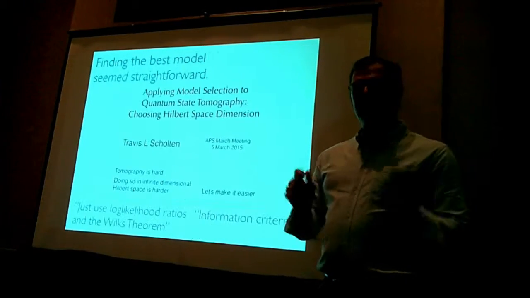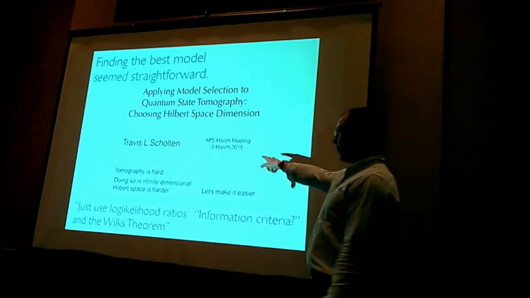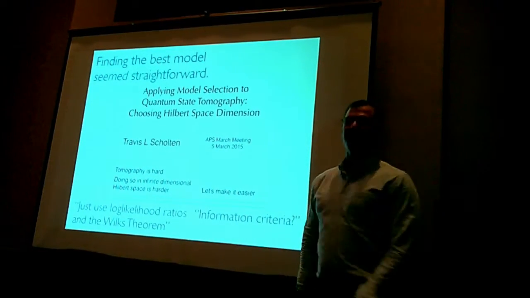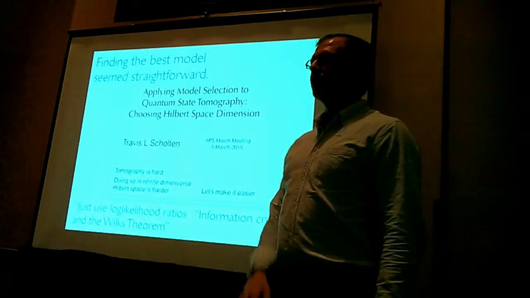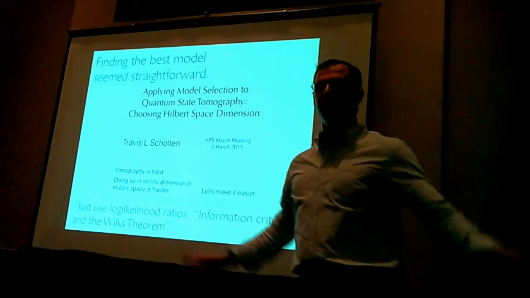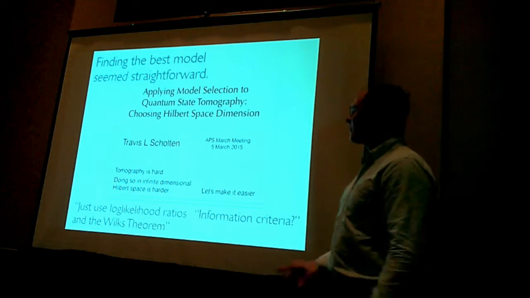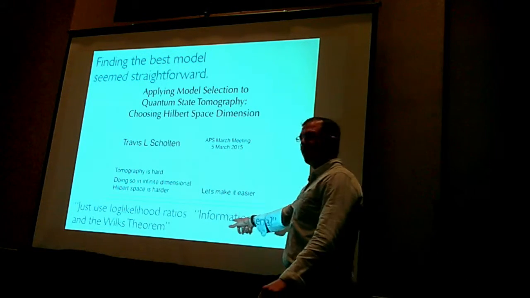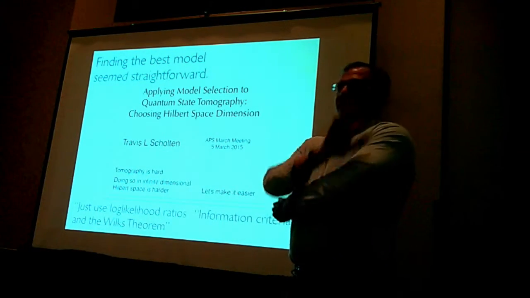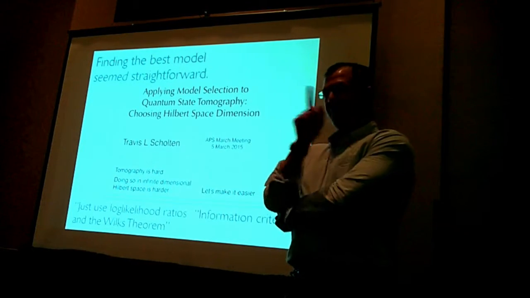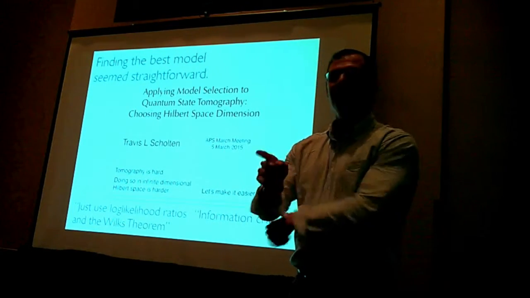Now, finding the best model seemed like a relatively straightforward thing. And indeed, a year ago in San Antonio, I gave a talk in which I said, well, look, people, this problem is trivial. You just use these things called log likelihood ratios. You invoke this thing called the Wilks Theorem, and then you're done. At the end of that talk, Nathan asked an extremely good question. He said, Travis, do you know about these things called information criteria? Why aren't you using them? Travis back then was very dumbfounded. Now we have an answer. You shouldn't, because it's the wrong thing to do. And we're going to tell you why.